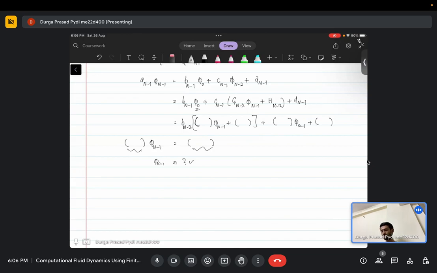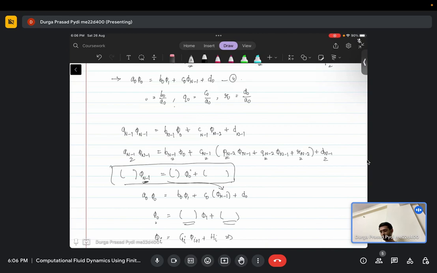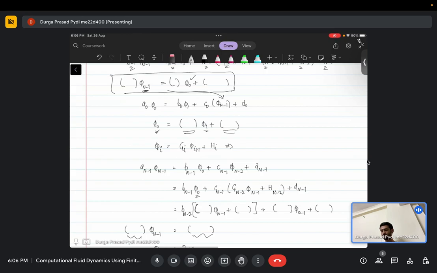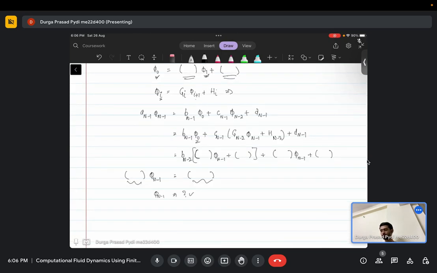Once you know phi n minus 1, you can get phi 0 from here, and once you know phi 0, you know the relation between phi 0 and phi 1, so you can get the value of phi 1. So you just keep on iterating. You know phi 0, so phi i plus 1 you can keep on getting, for all the values of phi. Is this clear? Or do you want me to derive the expressions also?